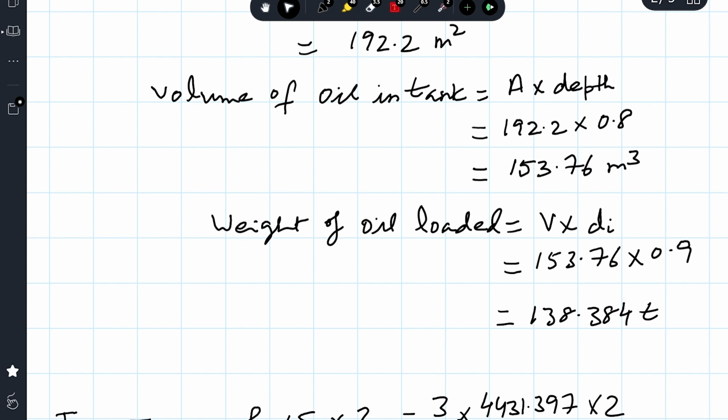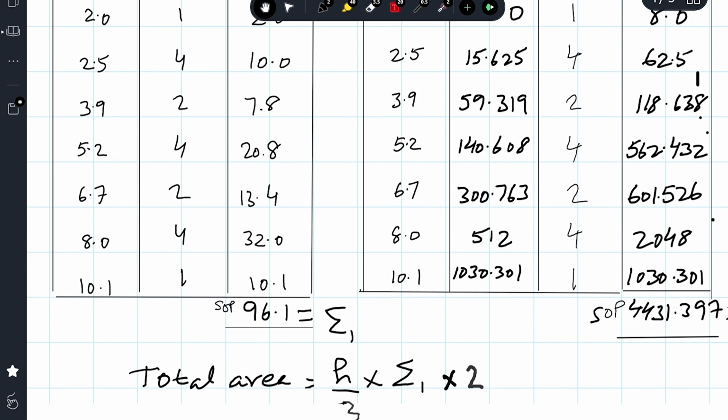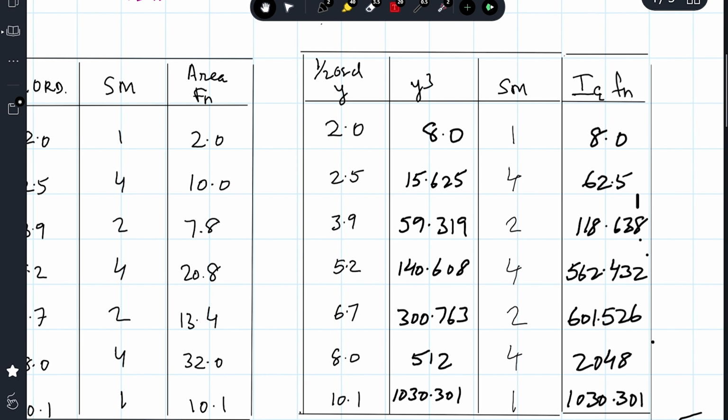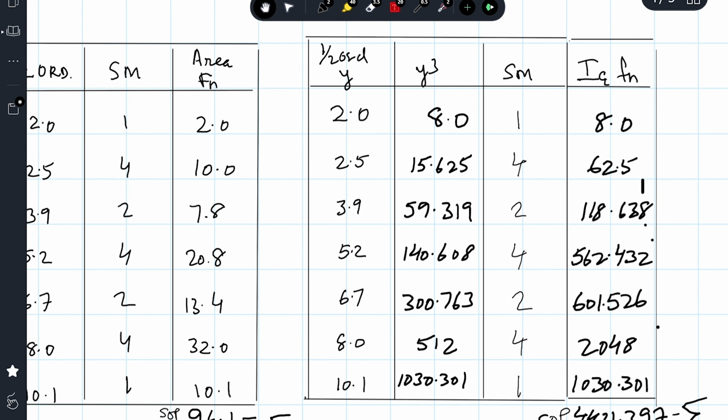Now for the moment of inertia, go back to the other table now. Okay, this is my other table.